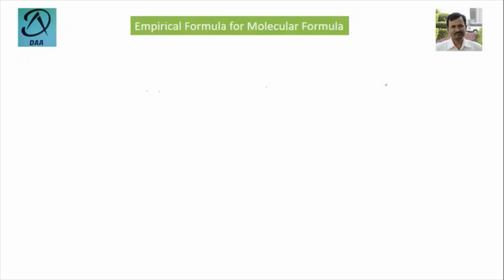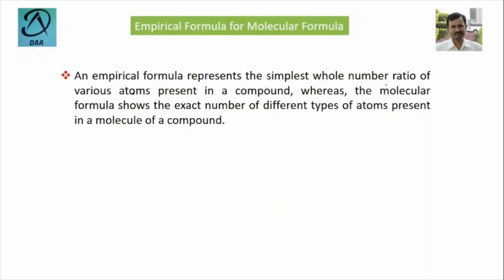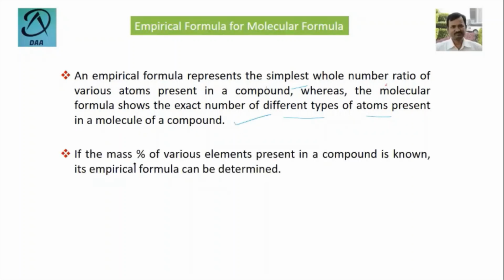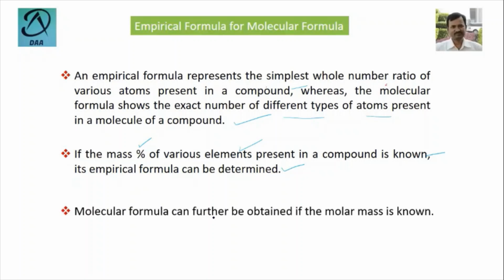Now, empirical formula and molecular formula. An empirical formula represents the simplest whole number ratio of the various atoms present in a compound, whereas the molecular formula shows the exact number of different types of atoms present in a molecule of a compound. If the percentage mass of various elements present in a compound is known, then its empirical formula can be determined easily. The molecular formula can further be obtained if the molar mass is known.